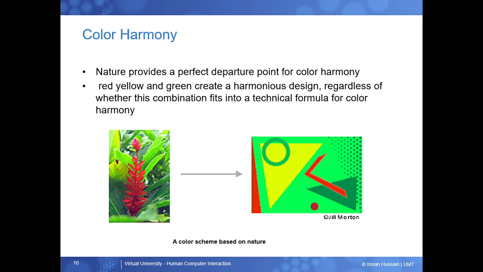Sige, red, yellow, and green, as I was saying, creates a harmonious design regardless of whether this combination fits in a technical formula for color harmony. So for example, you have this halaman right here. So it has the red, the yellow, and the green. Then you can actually use different hues or different palettes for this one. You can actually use it on your designs.